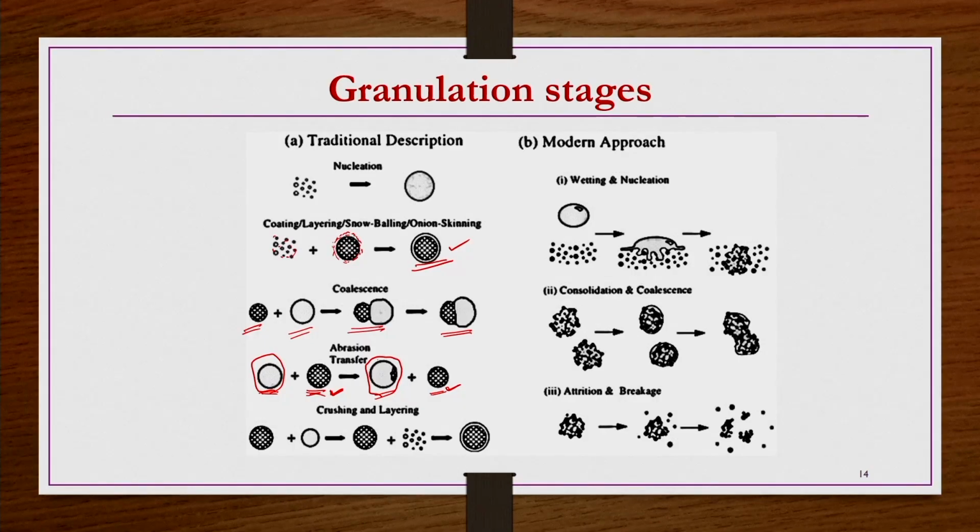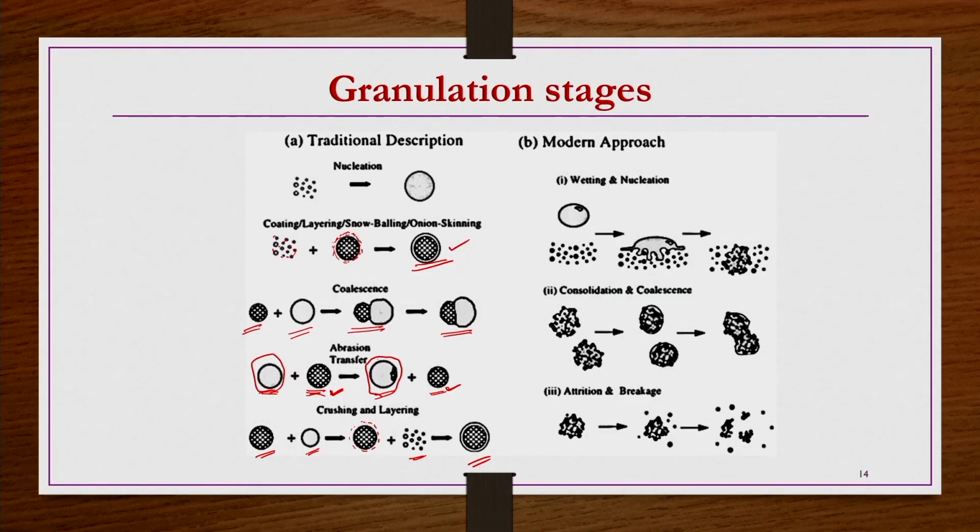Then crushing and layering happening together. Here the particle is there, and this particle may be undergoing crushing by attrition or those kinds of processes. After crushing, these smaller particles form a layer along the other particle, so that an altogether bigger particle formation takes place because of this enlargement.